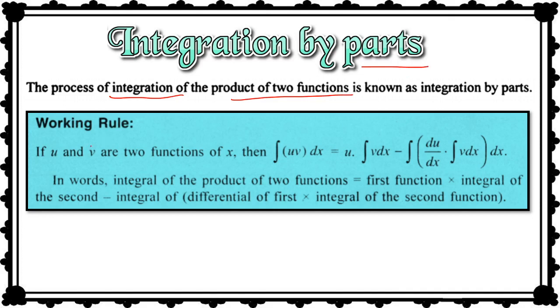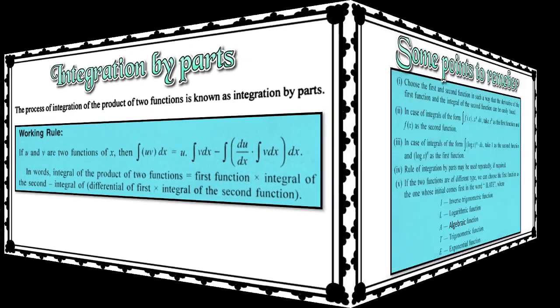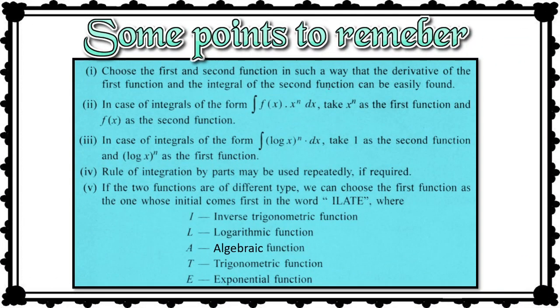And here is the working rule for that. If we have u and v, two functions of x, and we want to integrate them, then we take the first function u, integral of second, minus integral of derivative of first into integral of second, and then the whole integration of this part, right? That's what we apply. Some points to remember here, students: when we choose the first and second function, we have to choose in such a way that the derivative of the first function and the integral of the second function can be easily found, right? For this we have one rule.